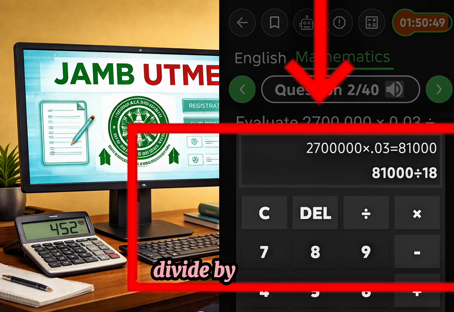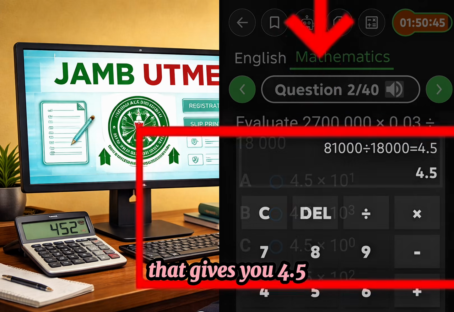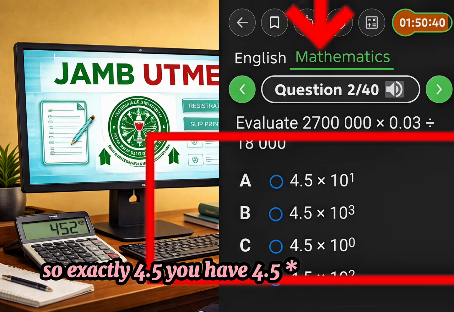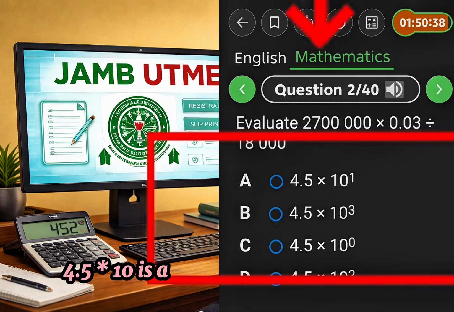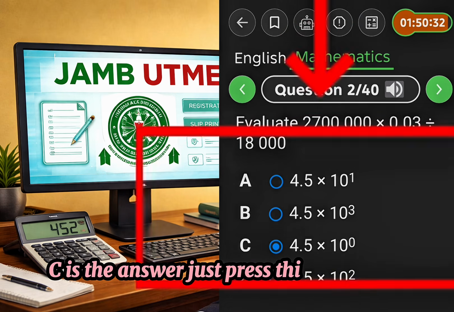Divide by 18,000. So that gives you 4.5. If that gives you exactly 4.5, you have 4.5 times 10 raised to power 1, 4.5 times 10 raised to power 3, 4.5 times 10 raised to power 0. You knew the other time I said take it to standard form. So C is the answer. You just press this option, C.